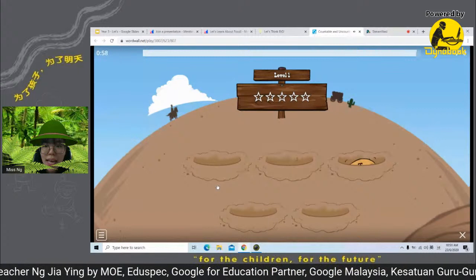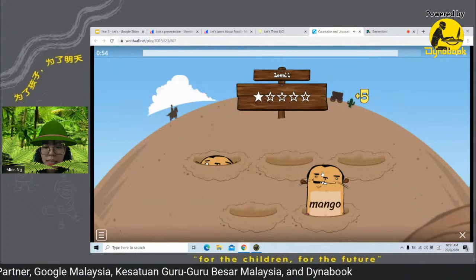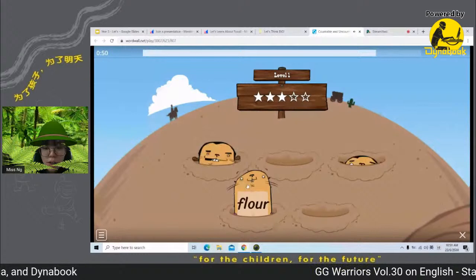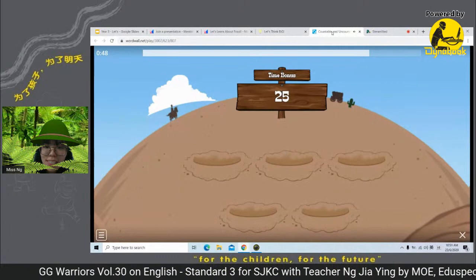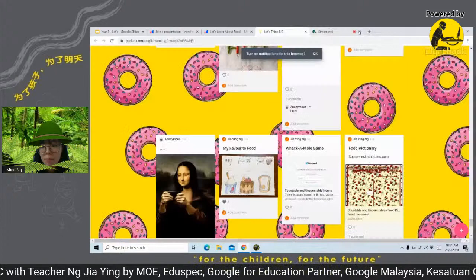I'm going to post the result of who is the winner. For example, I can do it like this. I hope you enjoy the game in your free time. So this is how you play the game. There are a few more levels. You can go into this Padlet and find this Whack-a-Mole game here.